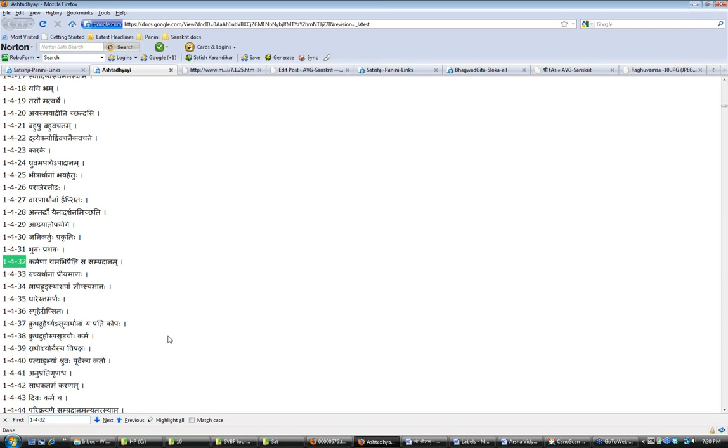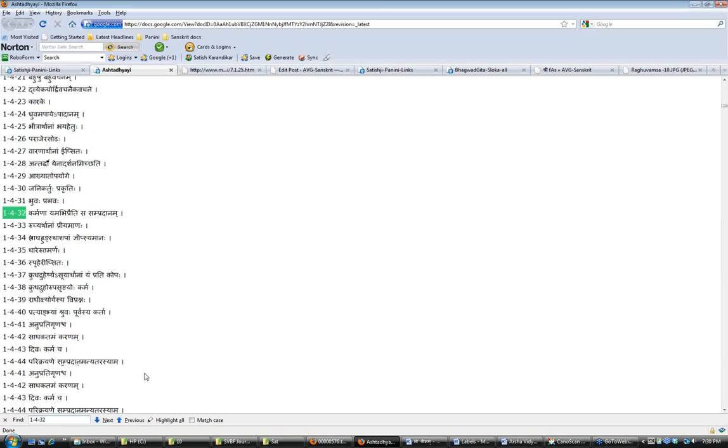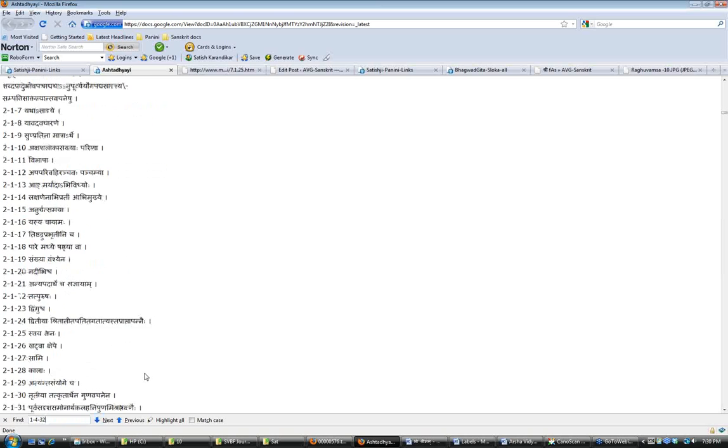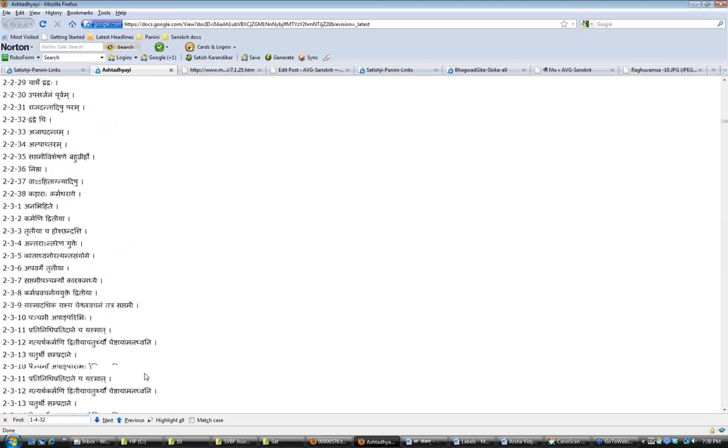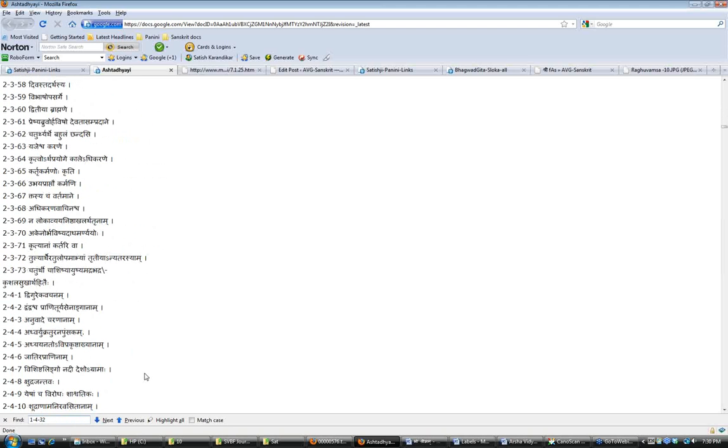You're correct, 32 rules. And then 2.3 has only about 70 odd rules. So 32 plus 73, only 105 rules can justify every vibhakti in the whole language. Put in one page, you can hold it in one page in your hand. So it really is worth mastering these. This is one of them, and the samasas also, 2.1, 2.2. That's only about 100 rules.